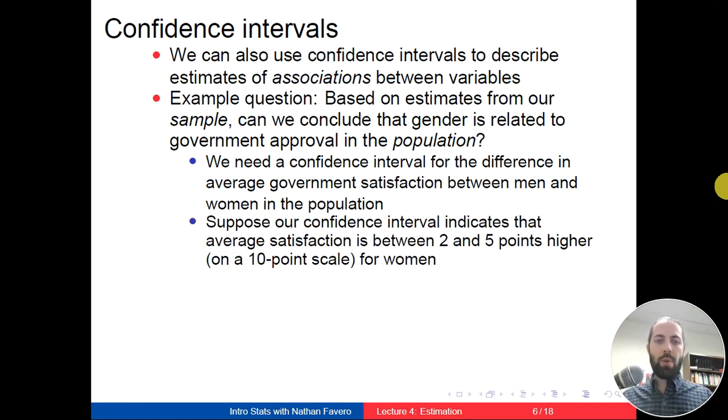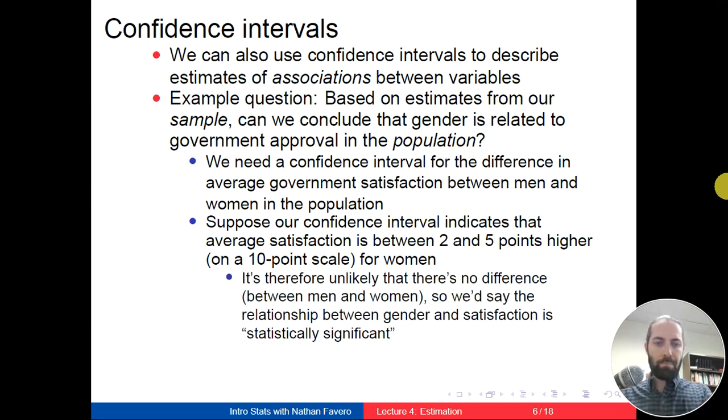So, for example, maybe we run the numbers and we find that the confidence interval is from 2 to 5. In other words, we're saying that it looks like average satisfaction is between 2 and 5 points higher on a 10-point scale for women than it is for men. That's the kind of thing that we can do with a confidence interval. Therefore, we would say it's unlikely that there's no difference between men and women. Notice that the interval of 2 to 5 does not contain 0, which would mean there's no difference, right? If the difference is 0, that's no difference. So between 2 and 5 doesn't include 0.